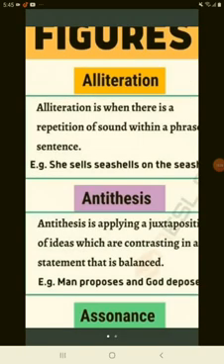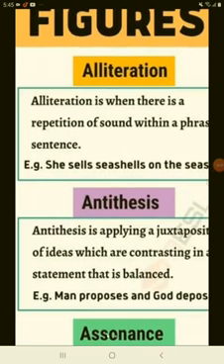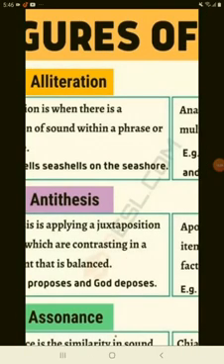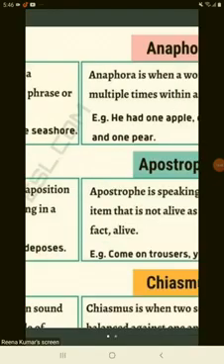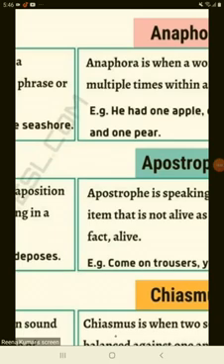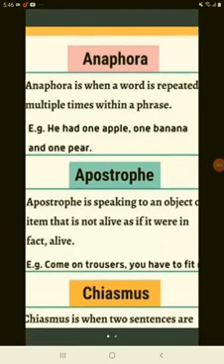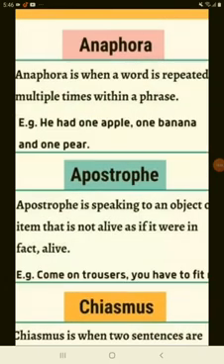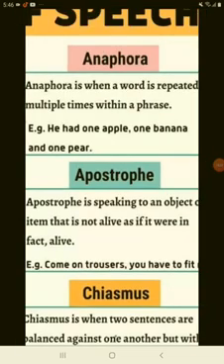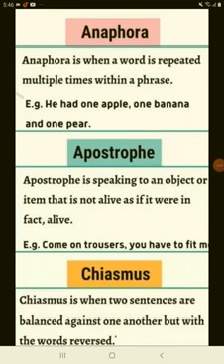Alliteration we have done. This is another example. She sells seashells on the seashore. So, again, this is an alliteration where the S sound is repeated here. Anaphora. Now, anaphora is when a word is repeated multiple times within a particular phrase. So, they've given us an example. He had one apple, one banana and one pear. So, one is being repeated. This would be known as an anaphora.